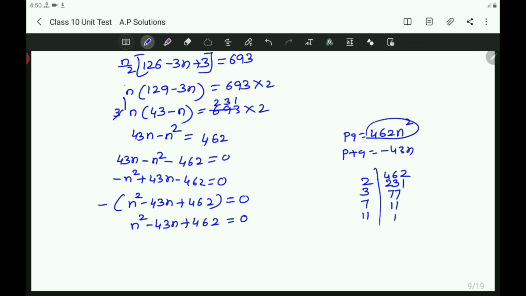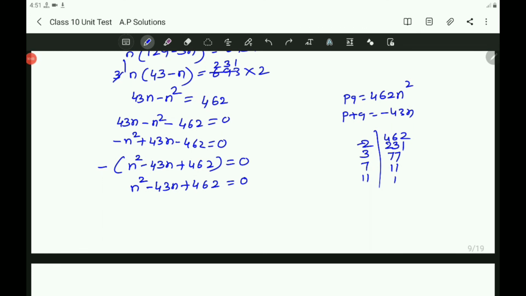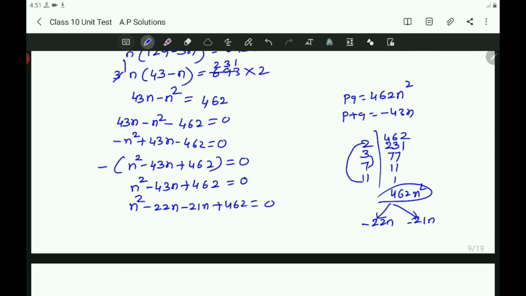So here, as the product is positive, the factors have the same sign. Here you can have the factors, that is 11 2s are 22 and 7 3s are 21. So 462 n square can be split as 22n and 21n, but here the product is positive and the sum is negative, so the factors are minus and minus. So you can write n square minus 22n minus 21n plus 462. Here the middle term is split into two terms, minus 22n minus 21n, by taking the product and sum.